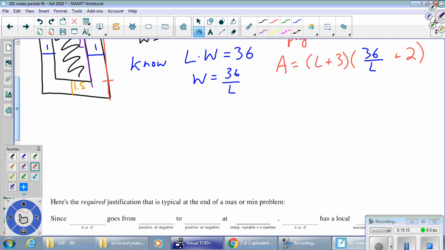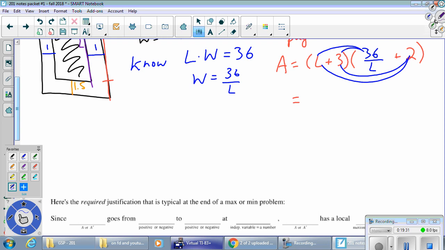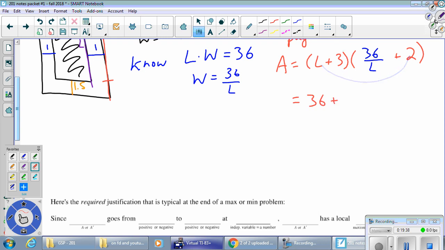So I need to take a derivative of this thing, but I can't in its current form because it involves multiplication of two functions. We don't yet have a product rule for taking a derivative of the product of two functions, so we just have to distribute. So we're foiling here. First times first, outers, inners, and last. And so the first times the first is L times 36 over L, that's just 36, plus the outers, that's 2L, plus the inners, 3 times 36, I think is 108, divided by L, and then plus the last.